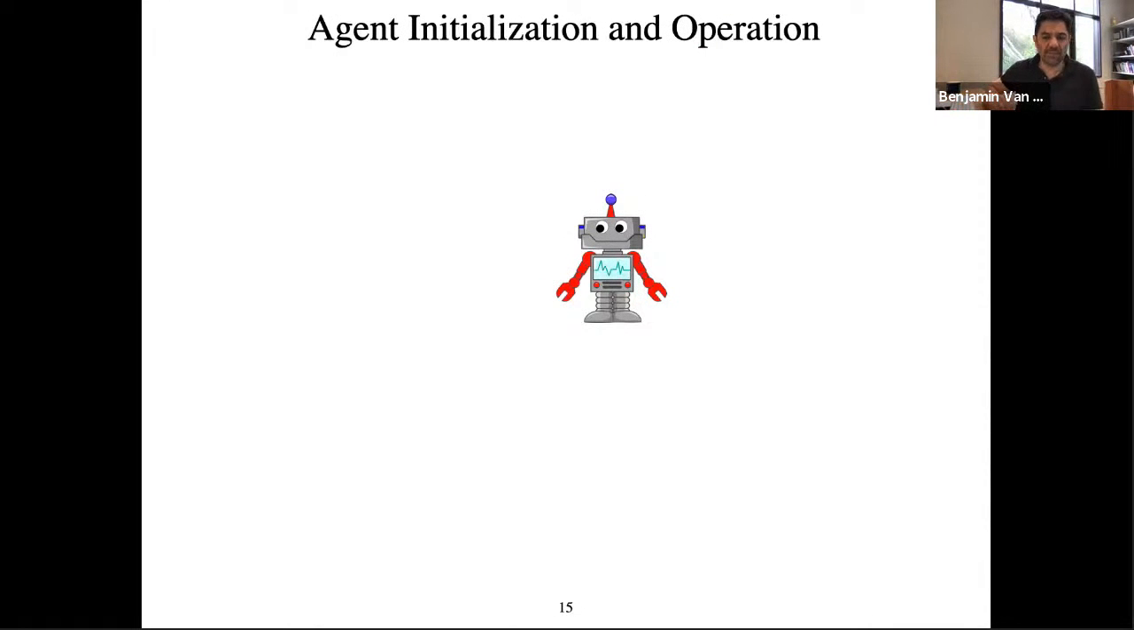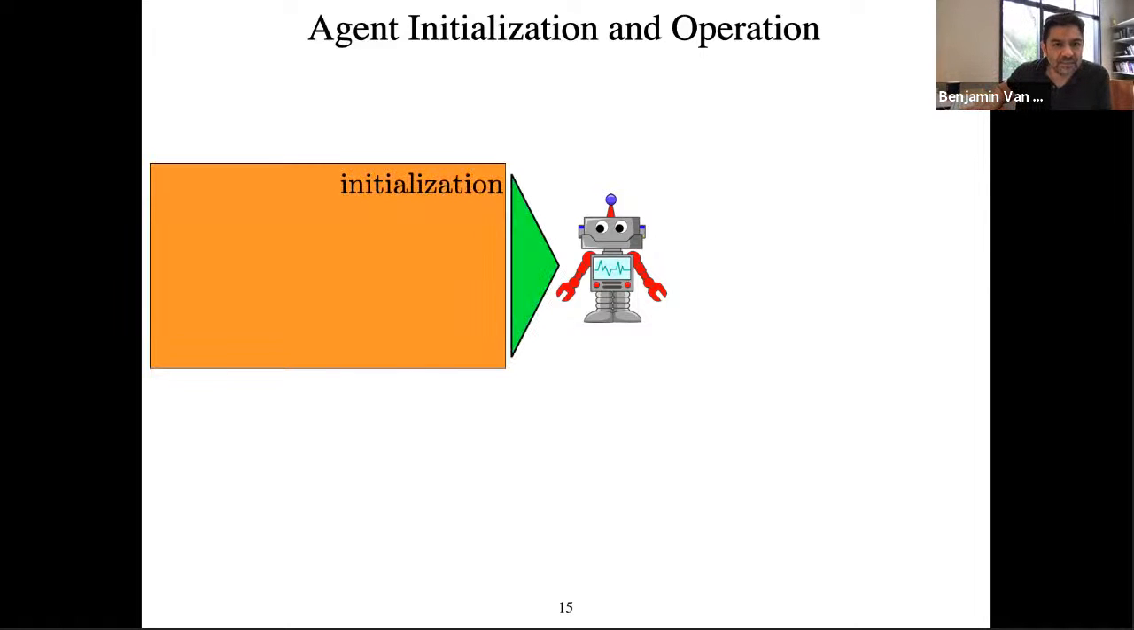So let's talk a bit about the agent initialization and operation. The way to think about what I'm going to tell you is, suppose I give you a piece of software that represents this agent. I'm going to talk to you about how to initialize that software and then how to apply it. So we're viewing the agent here as a black box, and we're thinking about what it needs from you in order to apply it.